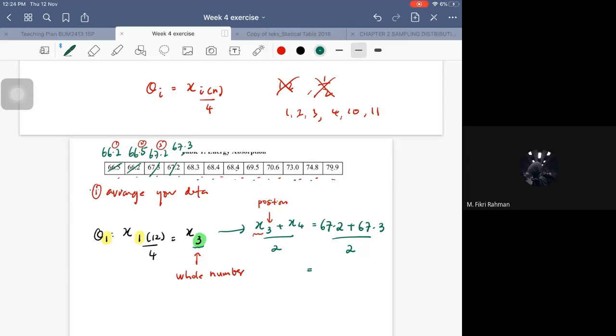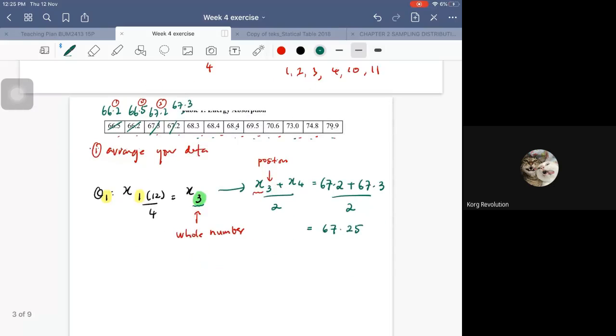If you use a calculator for this, you will get that the value is 67.25. Is that right? 67.25? Let me calculate this first. Yes. Okay, so it's 67.25 according to your friend. So that is going to be quartile number 1.